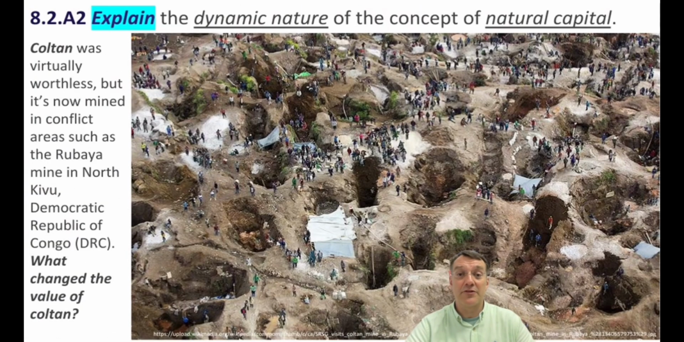The dynamic nature of natural capital is perfectly illustrated by coltan, a mineral once considered nearly worthless. It contains tantalum, essential for manufacturing electronic capacitors in smartphones, computers, and gaming consoles. As technology has evolved, the demand for coltan skyrocketed. Now it's mined in conflict zones like the DRC, where its extraction funds armed groups and causes environmental devastation.